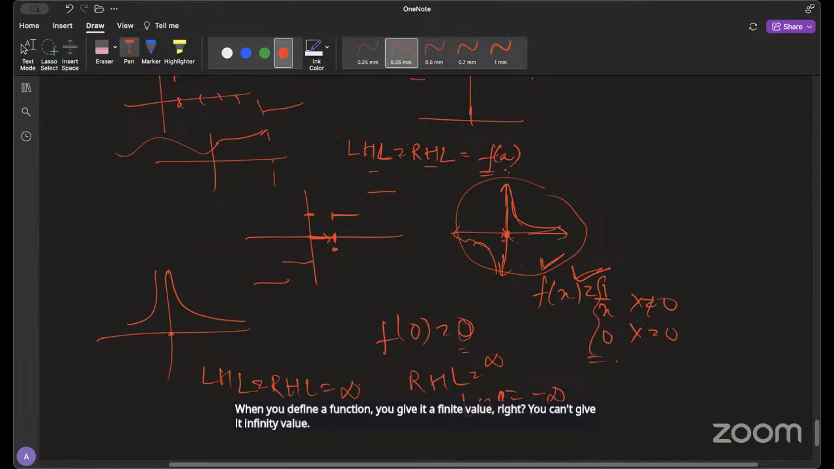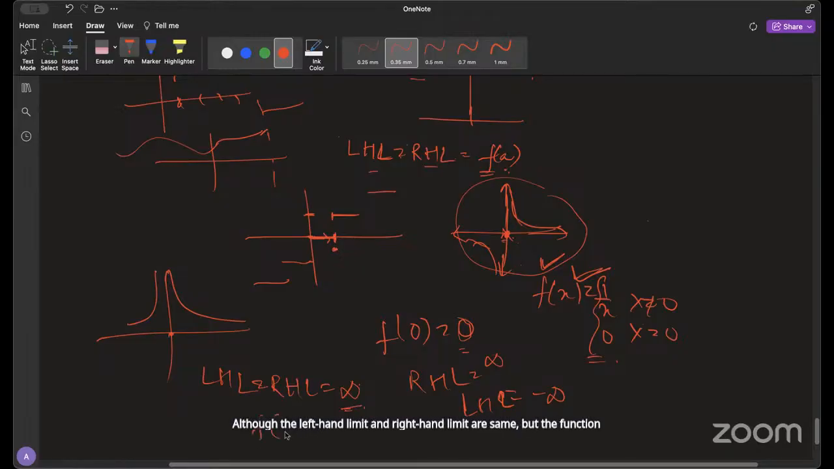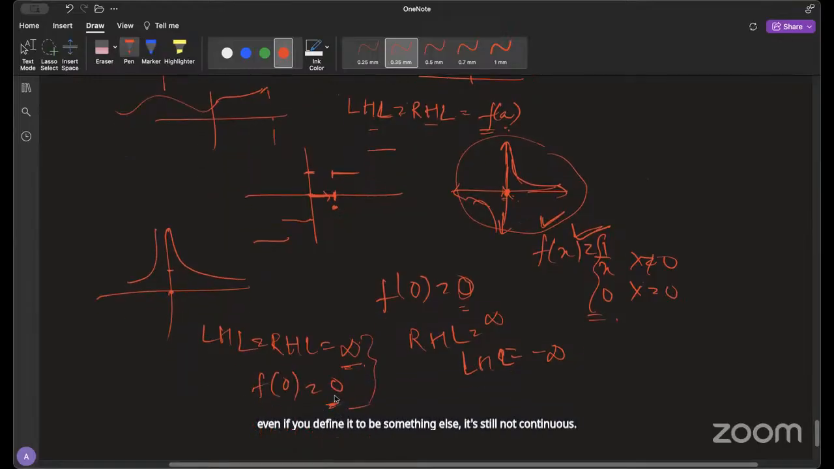Okay. So this function is not continuous because although the left hand limit and right hand limit are the same, the function at 0 is not, you can't, this is it. It's 0 here. Even if you define it to be something else, it's still not continuous, because you'll have to define it a finite number only.